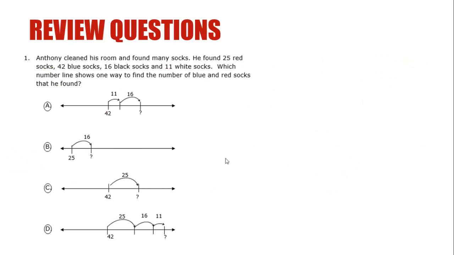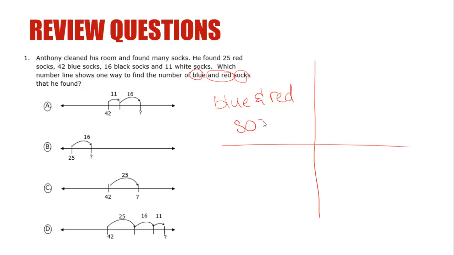Last sample or last review question for this topic. Anthony cleaned his room and found many socks. He found 25 red socks, 42 blue socks, 16 black socks, and 11 white socks. Which number line shows one way to find the number of blue and red socks that he found? So we want to find blue and red socks. So who are we talking about? We're talking about Anthony and his socks.